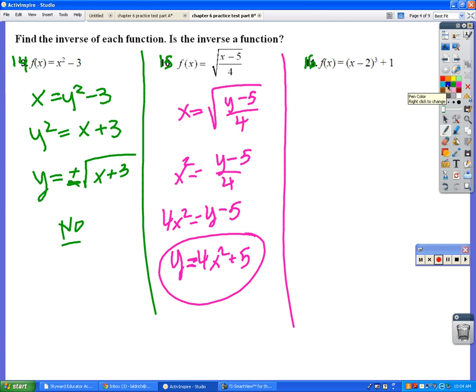Yes. Okay, and then the last one of these, same deal again to start. Switch the x and the y. Subtract 1 from both sides. It's not add 1. Totally different.